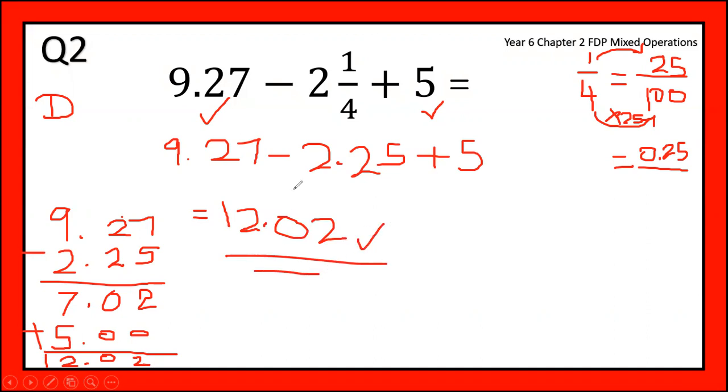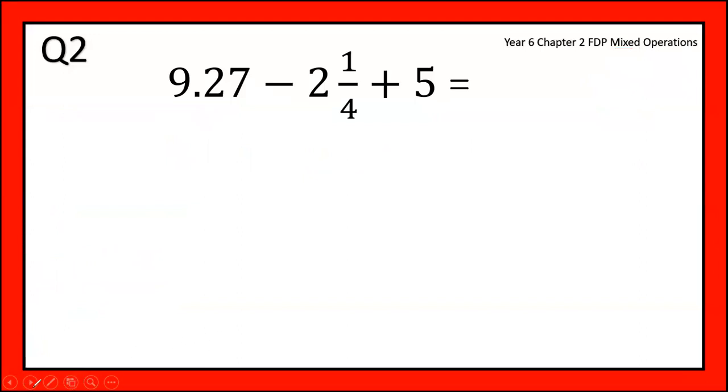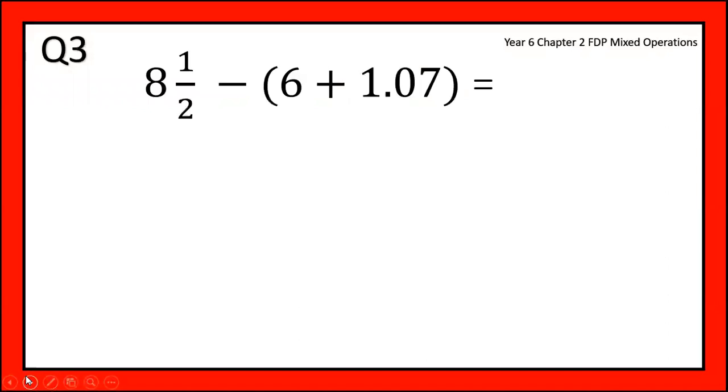Okay, done. Let's move on to question 3. But now here we have 8.5 minus 6 plus 1.07. First of all, guys, look carefully that the 3 questions that we have done so far all involve addition and subtraction. But at this point, we have something called a bracket.